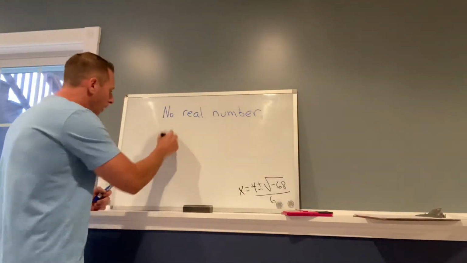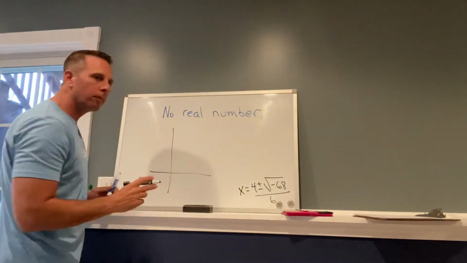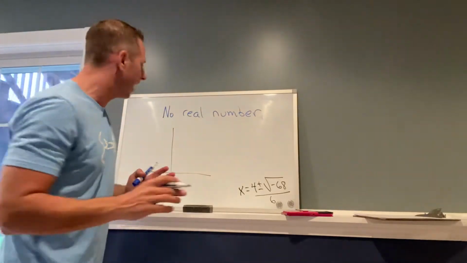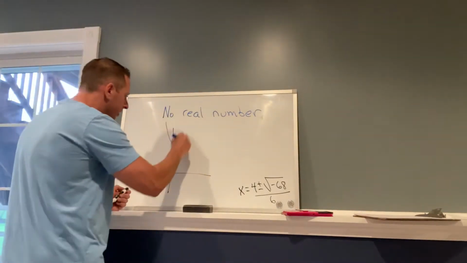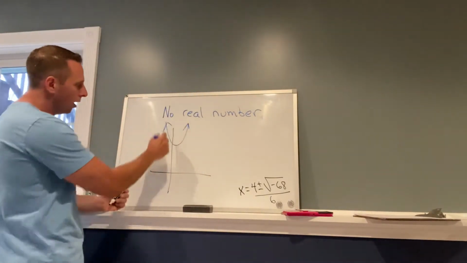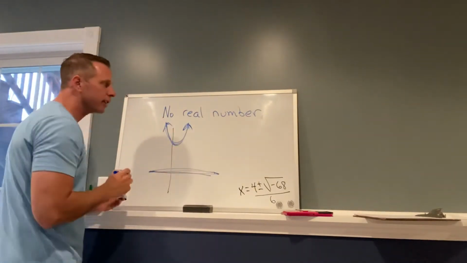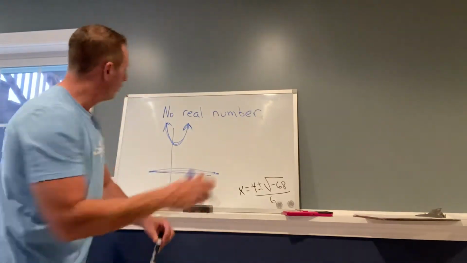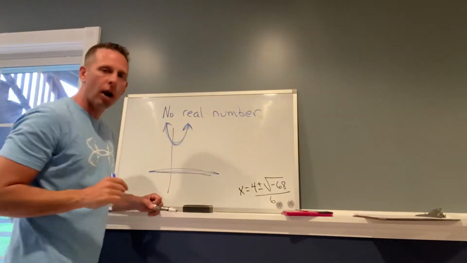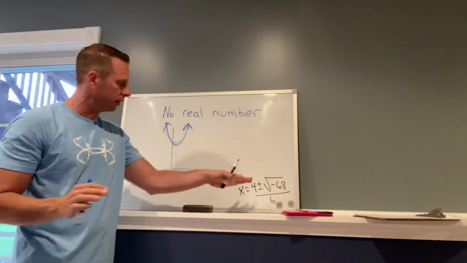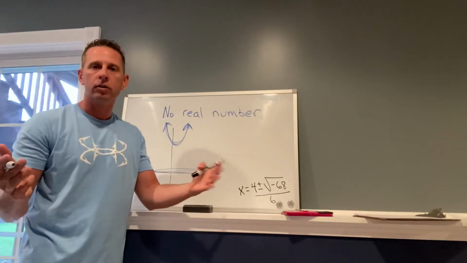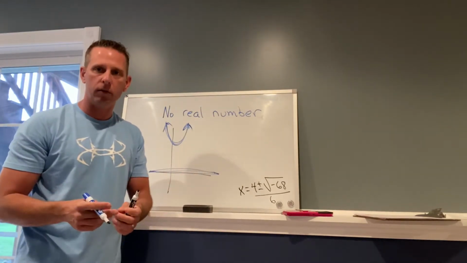Remember, if we graph the parabola, sometimes the parabola doesn't cross the x-axis. This parabola looks like this. It's up here. When does this cross the x-axis? Never. That's why there's no real number as a solution. So sometimes you get this far, there's no solution. Just like when you were graphing and you could say there was no solution.